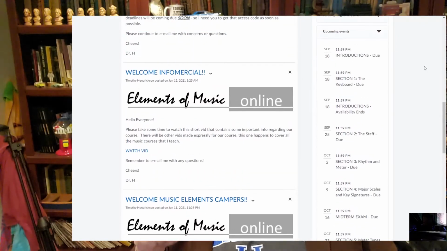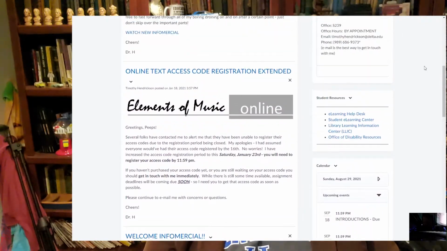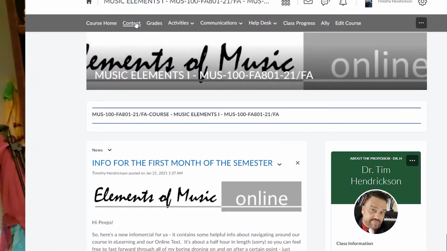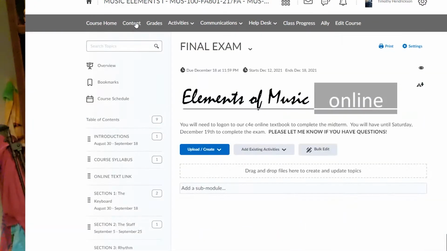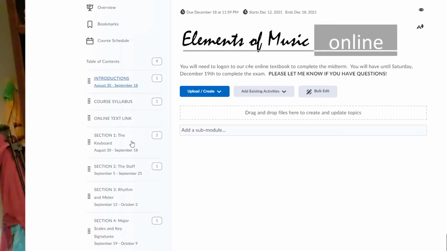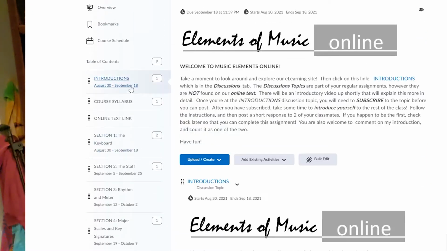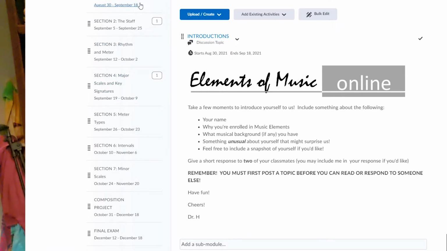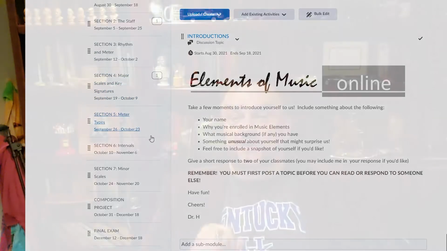So take a look at those. And let's take a look at that Contents tab. Here you're going to find what we're going to be doing in this course, divided up into sections. And there are 7 sections. There's the keyboard, the staff, there's rhythm, major scales, meter, intervals, minor scales. And at the very bottom, you're going to see composition project. Yep, you're going to be writing a song. We'll talk more about that in a little bit too.